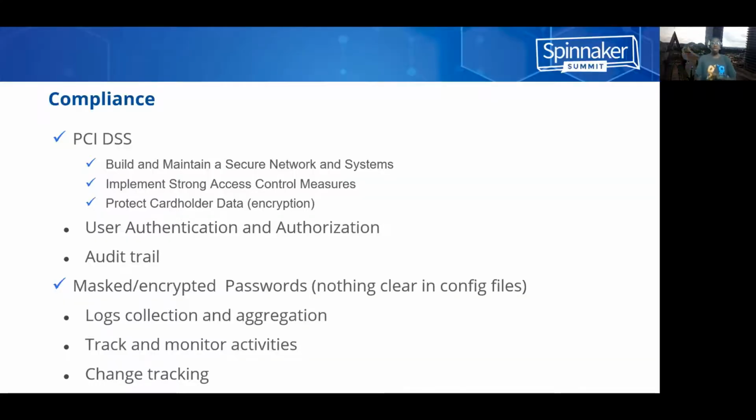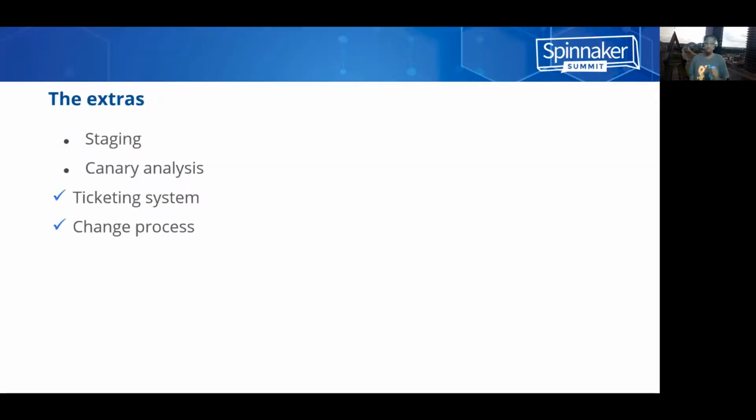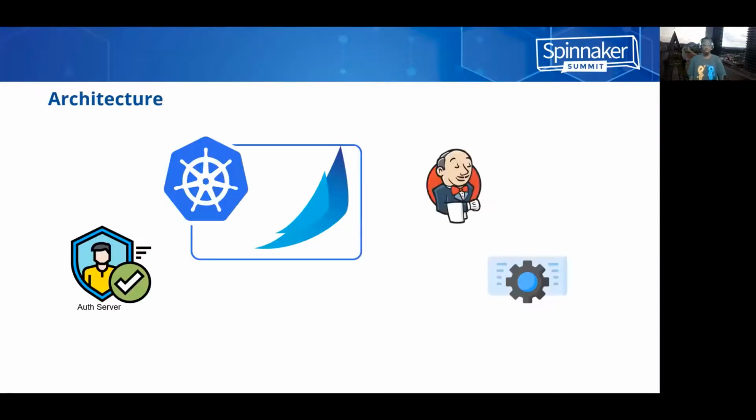Okay. So again, let's go back to our compliance checklist and see what we've achieved. In terms of PCI DSS, we've achieved three goals. As for user authentication and authorization, we'll get to that. Audit trail, we'll get to that. Masked and encrypted passwords, yes. The remaining, we'll get to them. For the extras, we've also achieved two: the ticketing system and the change process, replicating the existing change process.